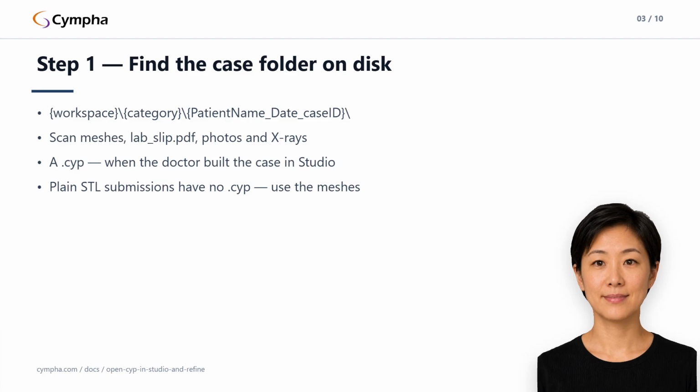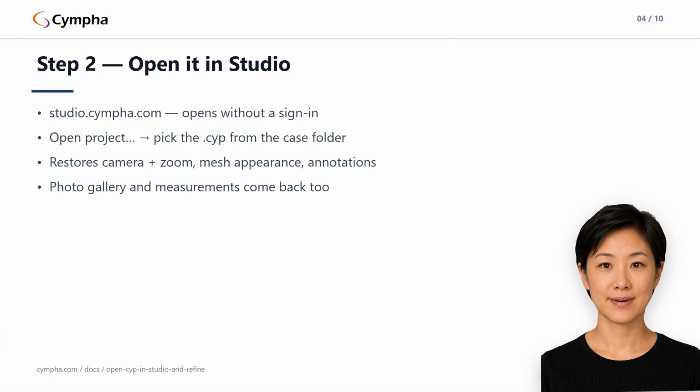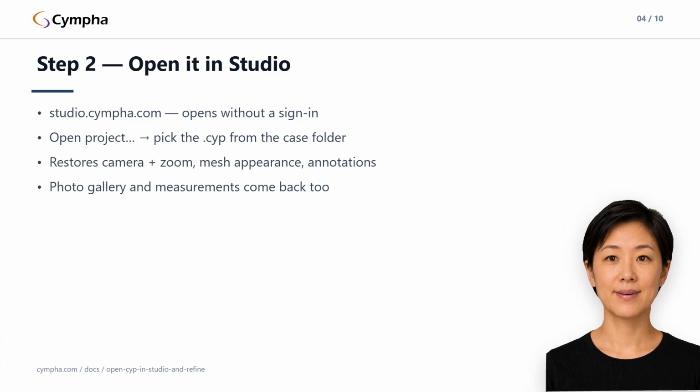Step 2. Go to studio.cympha.com. Studio opens and renders without a sign-in. Click Open Project, and pick the project file from the Cases Workspace folder on disk. Studio restores the saved scene, and it's worth naming exactly what that includes. The camera angle and zoom, the same vantage point the doctor saved, buccal, occlusal, lingual, or 3/4.